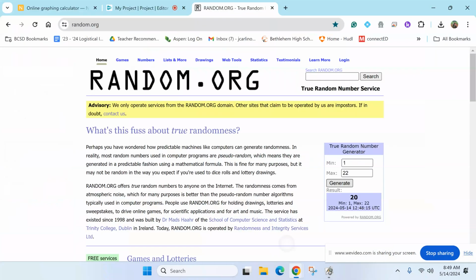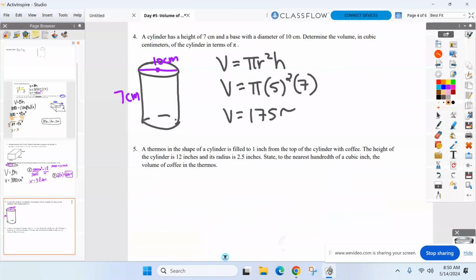Volume in terms of pi when you have it. Oh, going deep there, Simon. 175 pi. There you go, with confidence. Cubic centimeters. That was fun, wasn't it? Too bad we're never going to ask that type of question again.